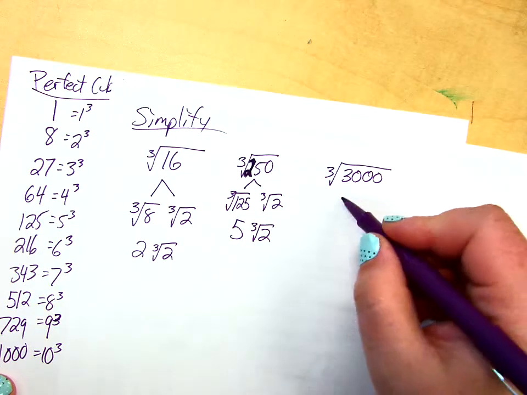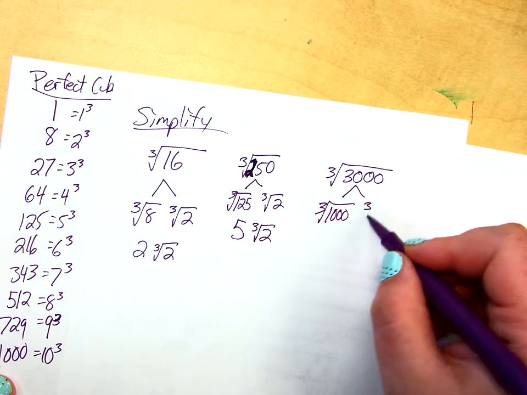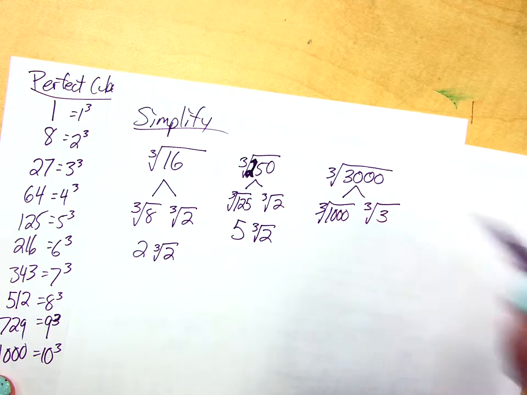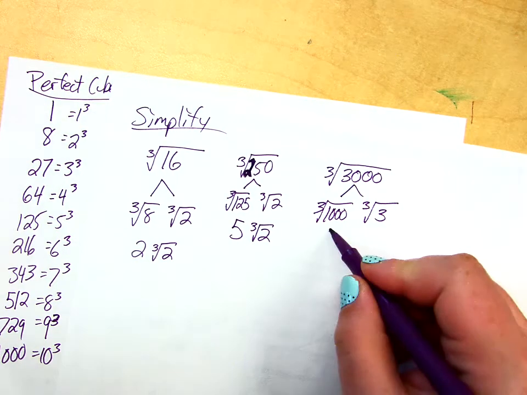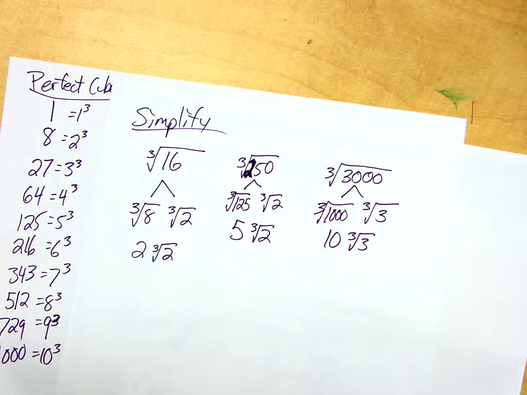But this is going to split up into the cube root of 1,000 times the cube root of 3, right? Because 3 times 1,000 gets me 3,000. What's the cube root of 1,000? 10. So that's how I get that as my answer. Does this make sense? It's just a different set of numbers.